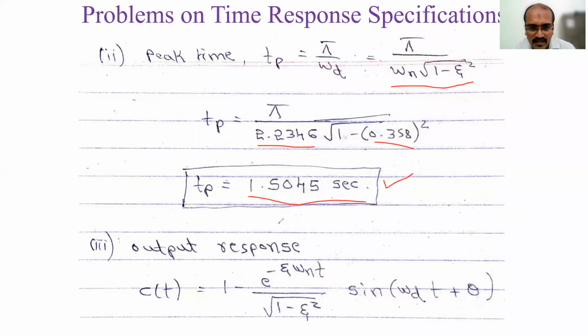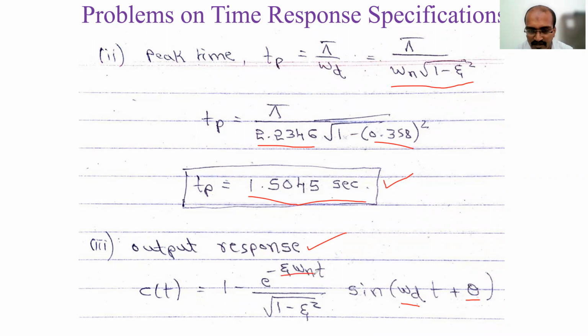Okay, then the output response, the last thing they have asked here. You should know the formula again. I told you for these problems you should know the standard second order transfer function and the output response, and then the formulas for TP, TR, peak overshoot, all these things. Then you can easily solve these problems. So 1 minus e to the power minus zeta omega n t over square root of 1 minus zeta square, sine of omega d t plus theta. What is not known here? Omega d. Omega d we have not calculated separately; we substituted in the formula. So first calculate omega d, then theta, and then find the factor zeta into omega n also.